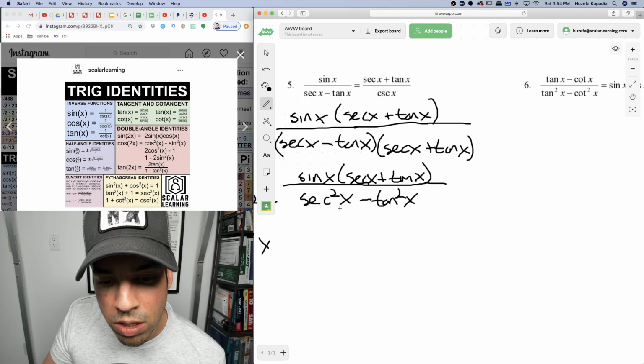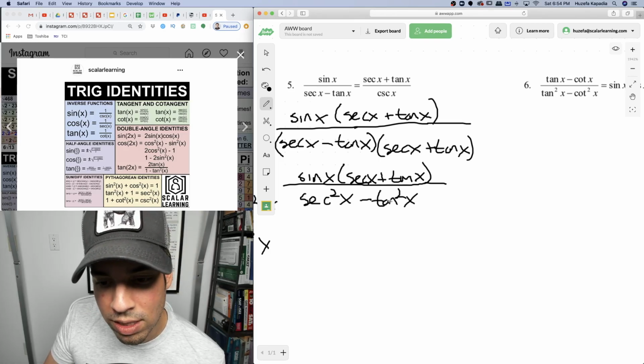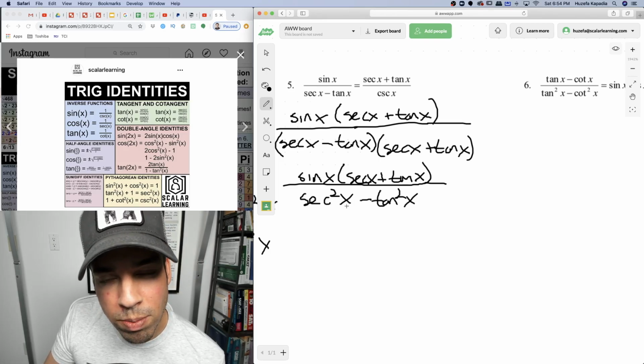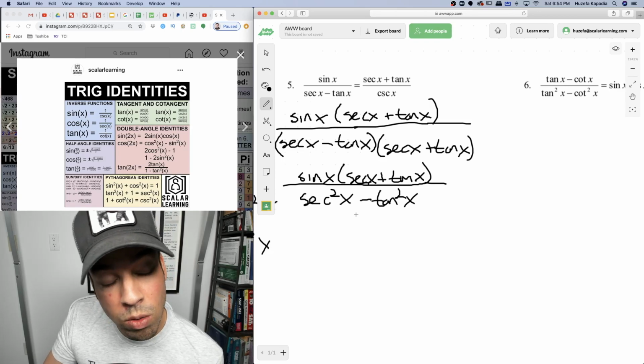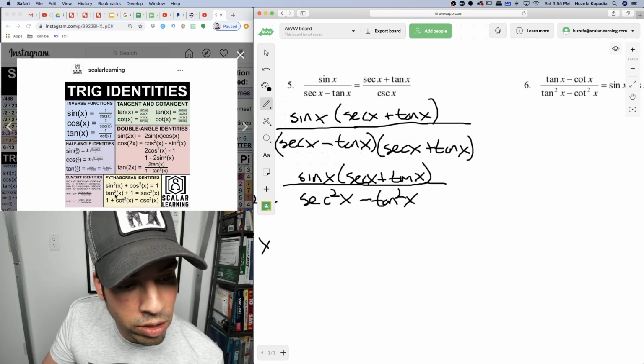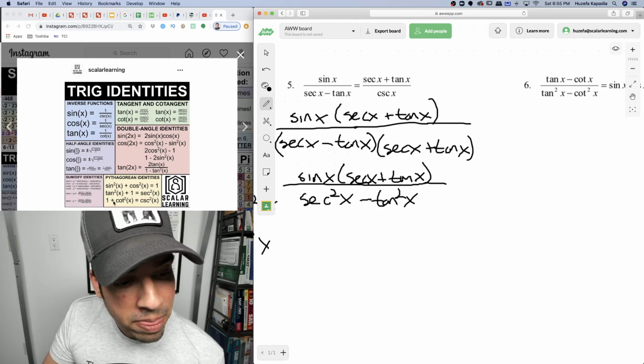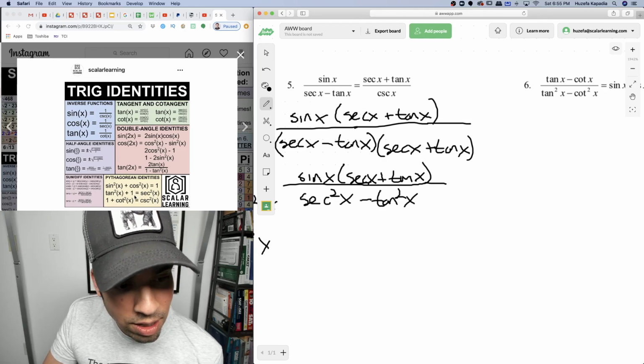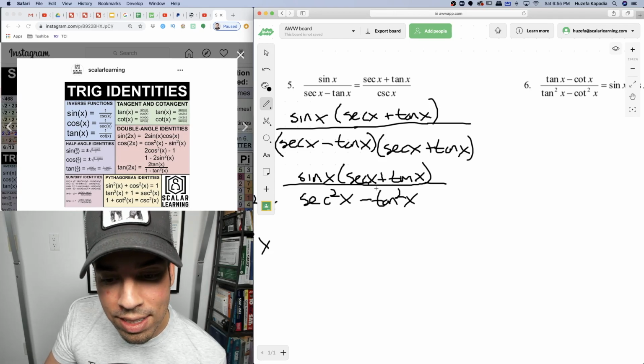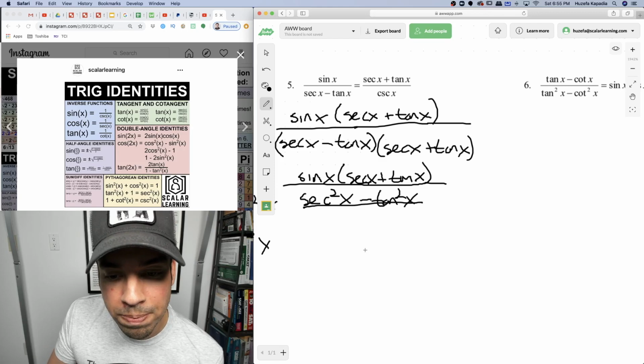Now, you always want to be looking and saying, hey, when we've got secant squared and tangent squared, there's probably some identity that relates these. Not always, but a lot of times. And if I look over here, I've got tangent squared x plus 1 equals secant squared x, which means that if I subtract tangent squared from this side, it's going to equal 1. So this here equals 1. So this is essentially gone. This turns into a 1.